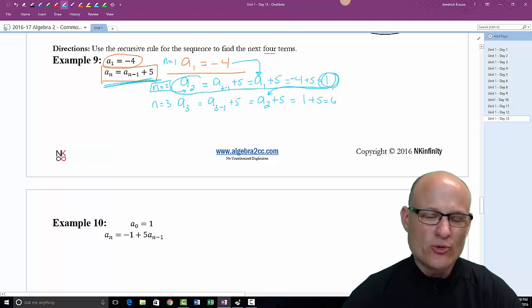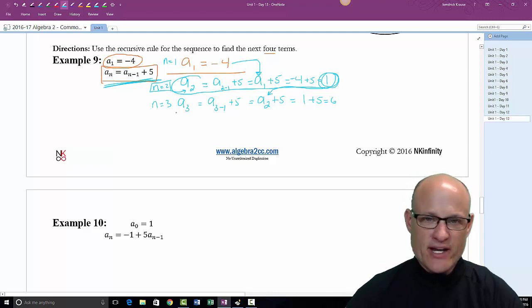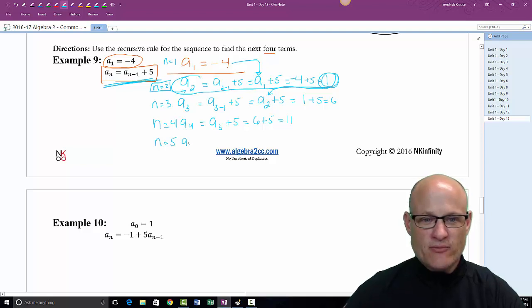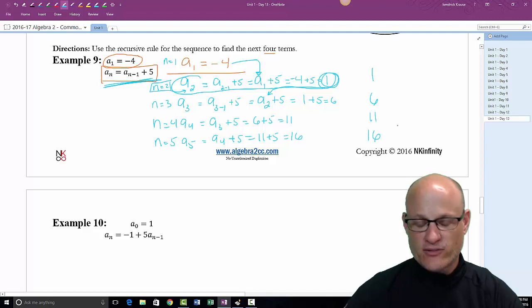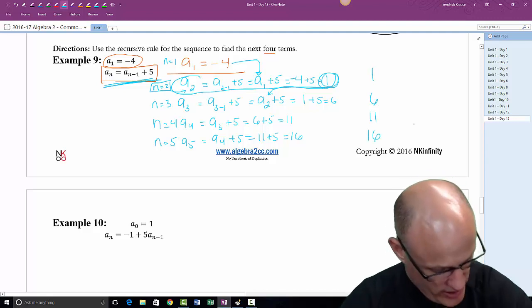So you see how recursion uses the previous term to generate the next number in the sequence. So n equals 4, that's a sub 4, is really equal to a sub 3 plus 5. Well, a sub 3 is 6. 6 plus 5 is 11. And finally, n equals 5. A sub 5 is equal to a sub 4 plus 5. Well, a sub 4 is 11. 11 plus 5 is 16. So the answer would be 1, 6, 11, and 16. Hopefully that's not behind my big old head.